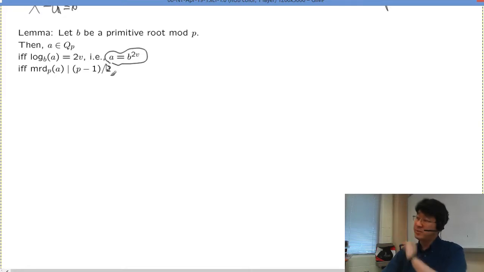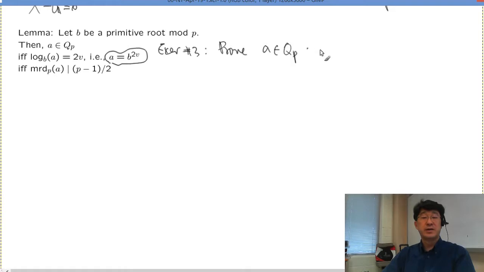You write A as a power of B because B is a primitive root. That exponent must be an even number, right? Then it's a quadratic residue. If it's a quadratic residue, then the exponent is even. Okay? Let's prove that one. Here, exercise number 3, the less obvious direction: prove that if A is a quadratic residue mod P, then A is B to the 2V. See if you can prove it.